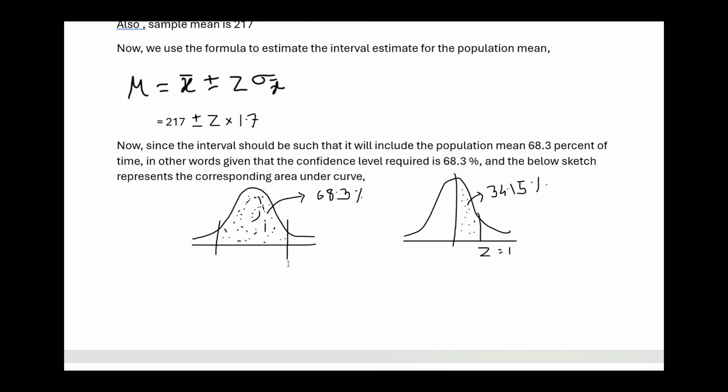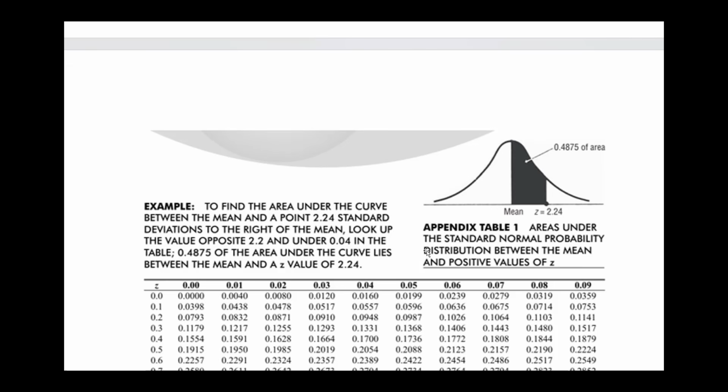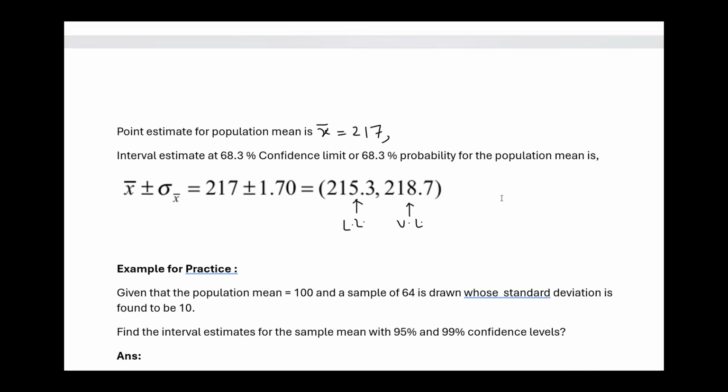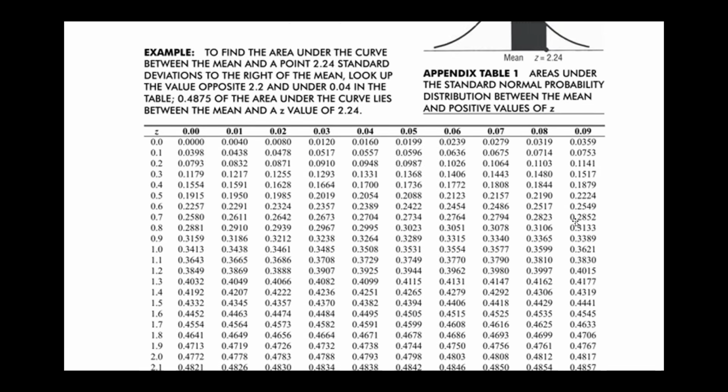So the area between the two limits, upper limit and lower limit, should be 68.3%, right? Or the probability of the population mean falling within these limits is 68.3%. You can put it in any way. But our table is for half the area, between 0 and this positive value of z. So we are going to look for the z value for half of this, which is 34.15.